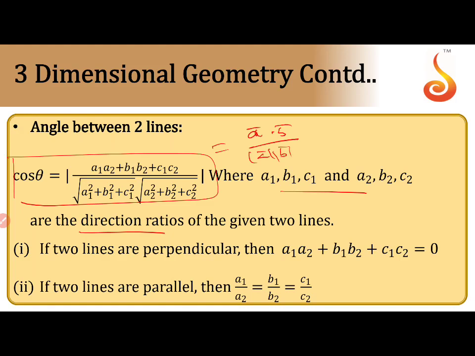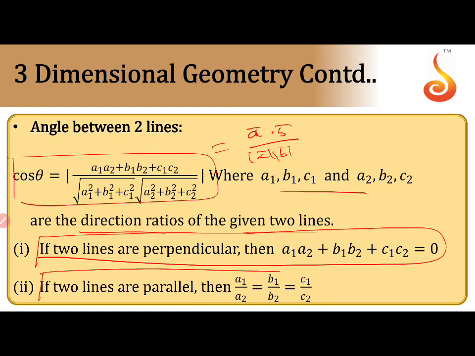a1 a2 plus b1 b2 plus c1 c2. Magnitude of A is root over a1 square plus b1 square plus c1 square, and of B is root over a2 square plus b2 square plus c2 square. That a1, b1, c1 are the first vector components, that is DRs. Second vector components a2, b2, c2. So clear that one. If theta equals 90, cos 90 is 0. Therefore the condition is a1 a2 plus b1 b2 plus c1 c2 equals 0, like dot product is 0.